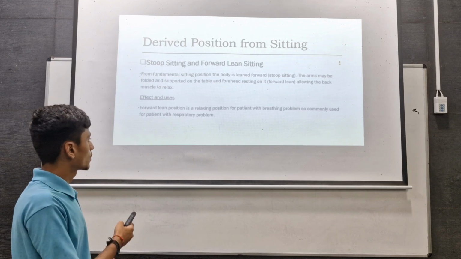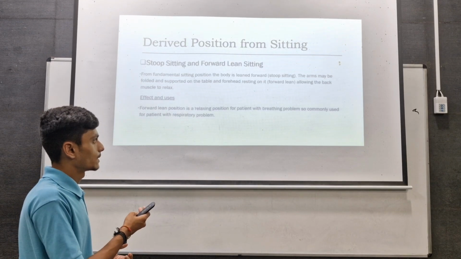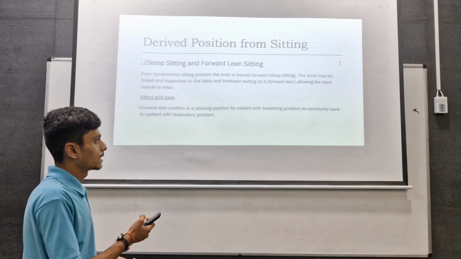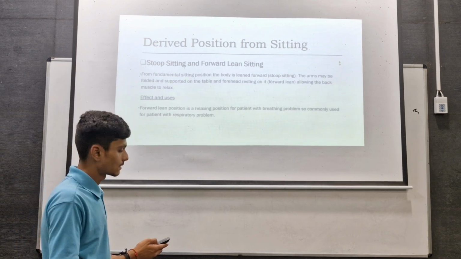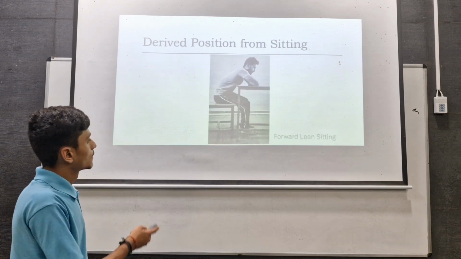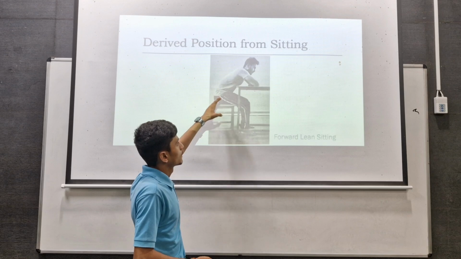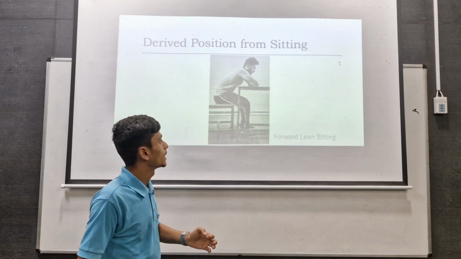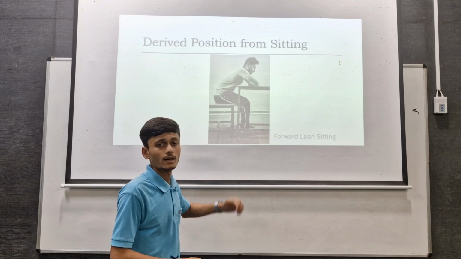Effects and uses. Forward lean position is a relaxed position for patients with breathing problems, so it is used for patients with respiratory problems. This is the forward lean position. In this, the back is relaxed and the head is slightly upward, so that it is comfortable to breathe in respiratory patients.